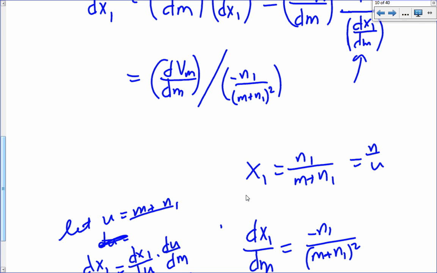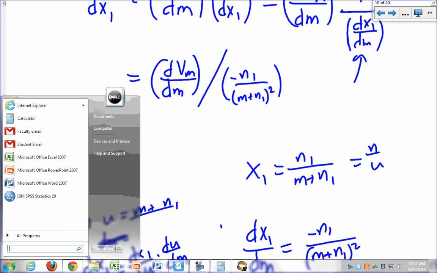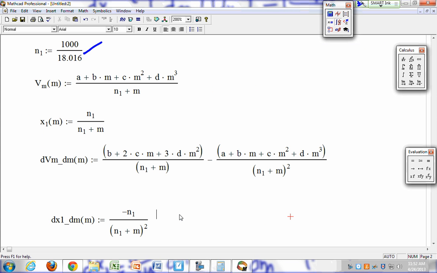So let's do that in MathCAD. Here I've done it for you already. We define n1 as 1,000 over 18.016. V as a function of molality, the molar volume, is the volume, A plus BM plus CM squared plus DM cubed, divided by the total moles, which is moles of component 1, moles of water, plus the molality.